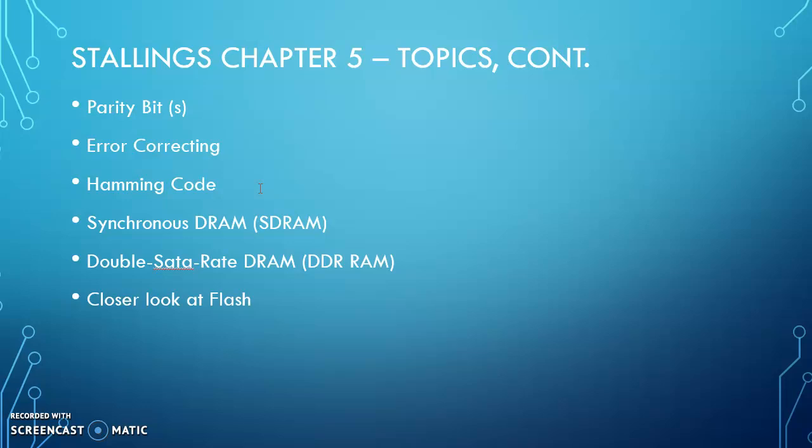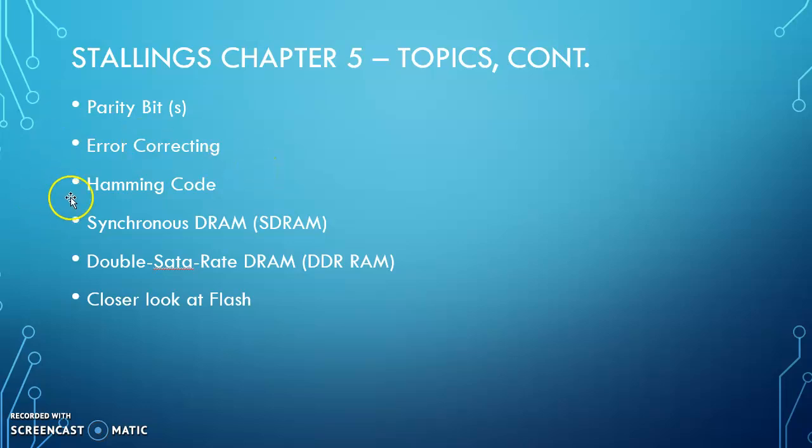Part of the idea is if we're reading 12 bits from memory, 8 of which are data and 4 of which are overhead, and there's a problem with a piece of the memory, the Hamming code could then correct that.